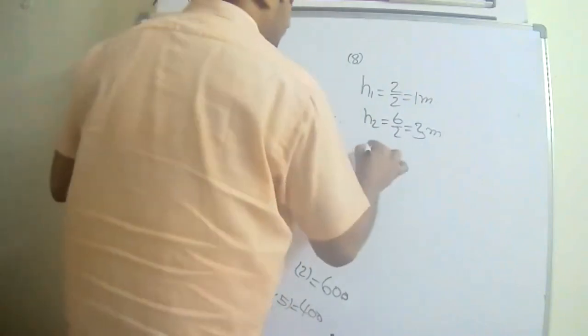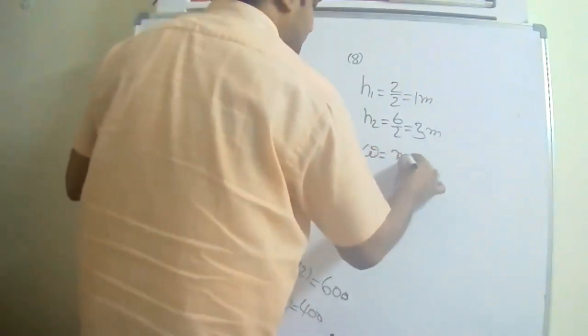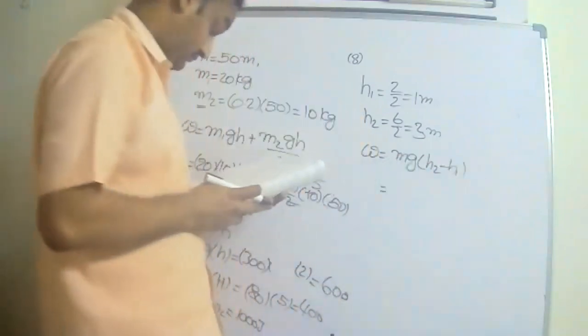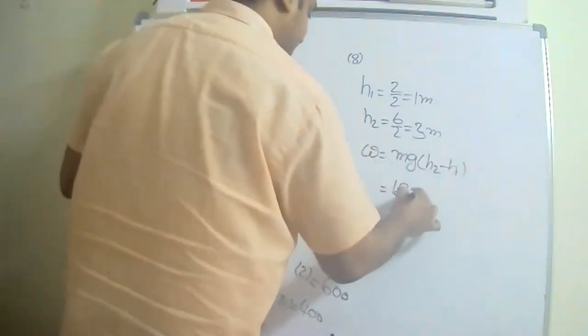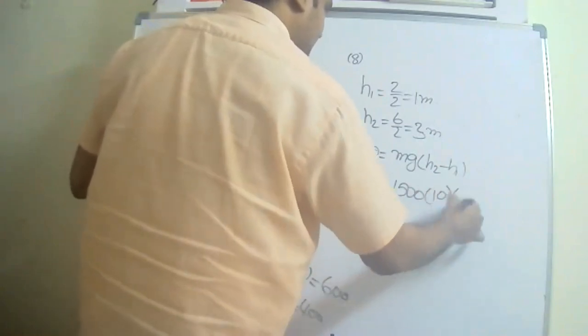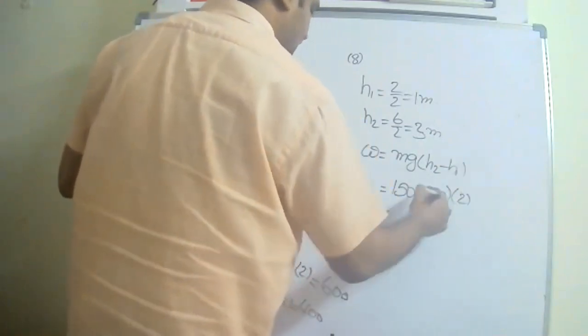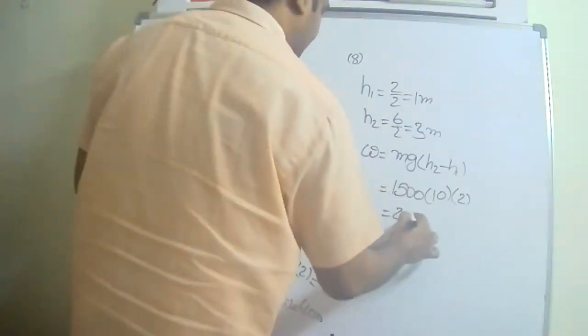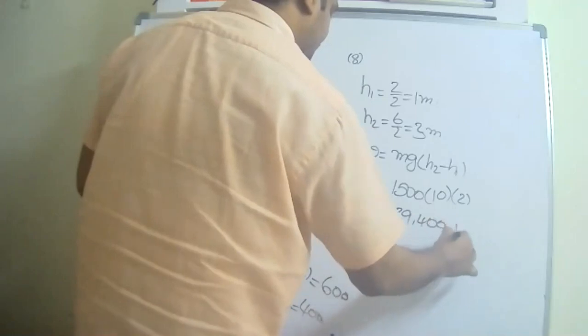So work done is equal to mg, H2 minus H1. M is how much? 1500 kg is given. Write G as 10. 3 minus 1, that gives 30,000. So if you write 9.8, 29,400.